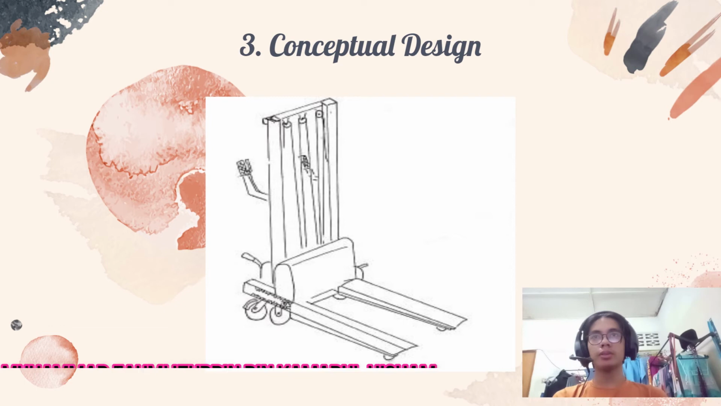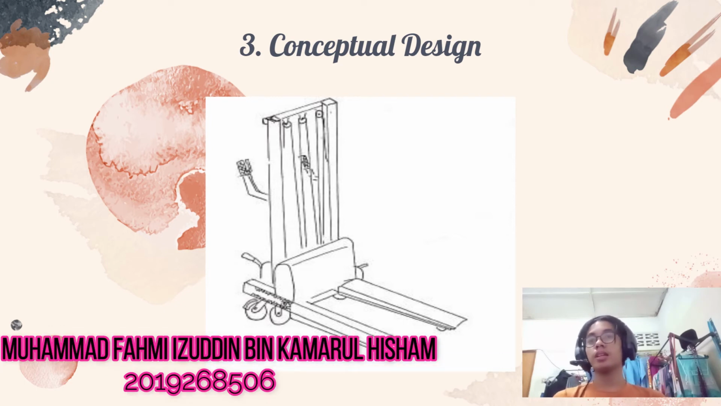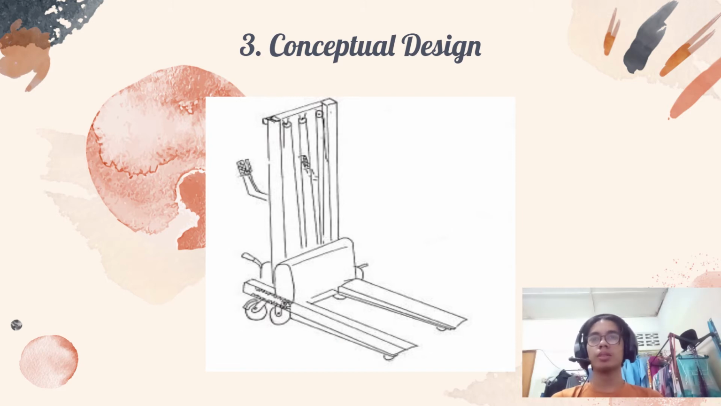Okay, we move on to the next part of our slide, which is the conceptual design of our project. Our project consists of three main parts: our pulley system, which moves the lift vertically; the rack and pinion, which moves the forklift horizontally; and finally, our very own tire system, which makes the forklift even more stable.